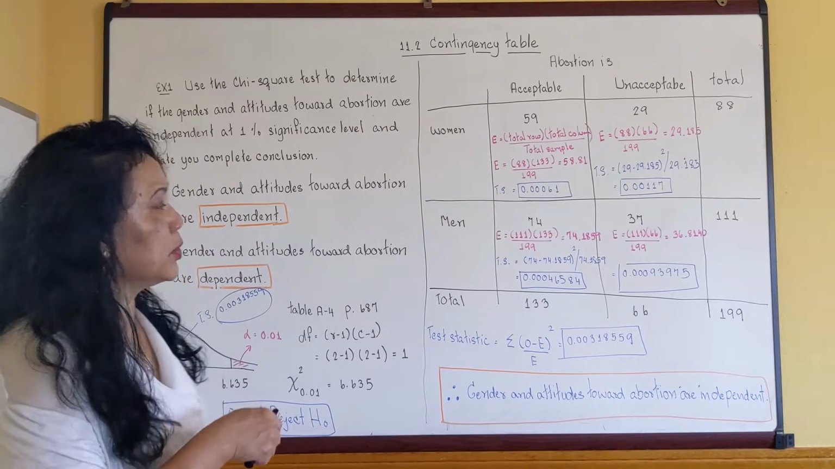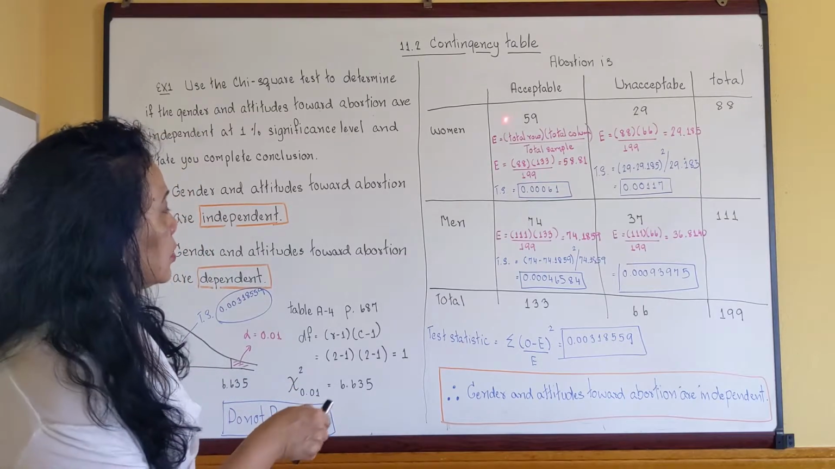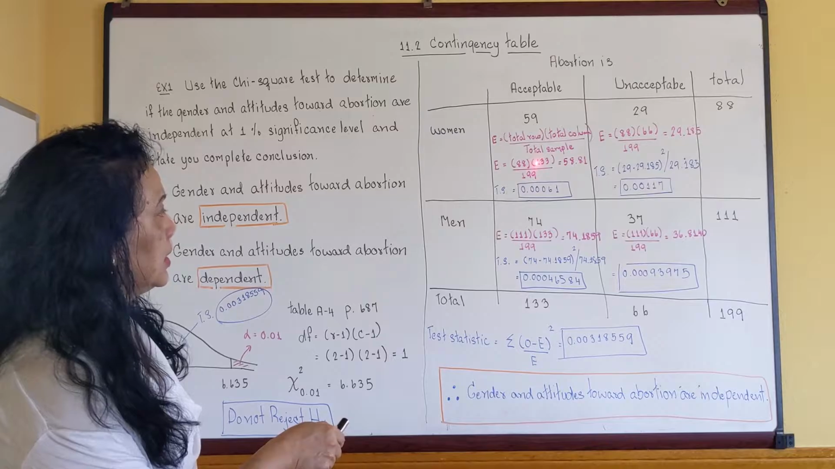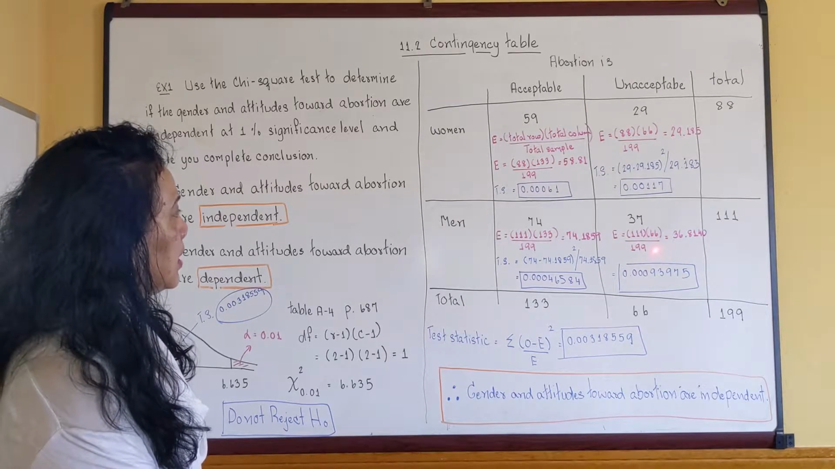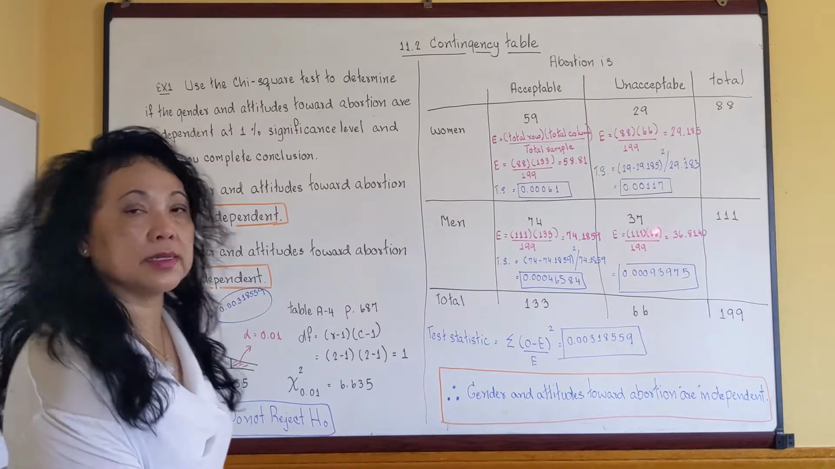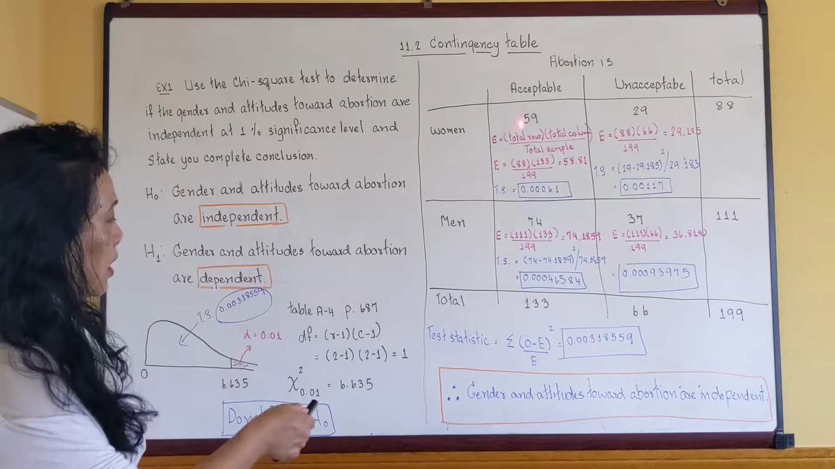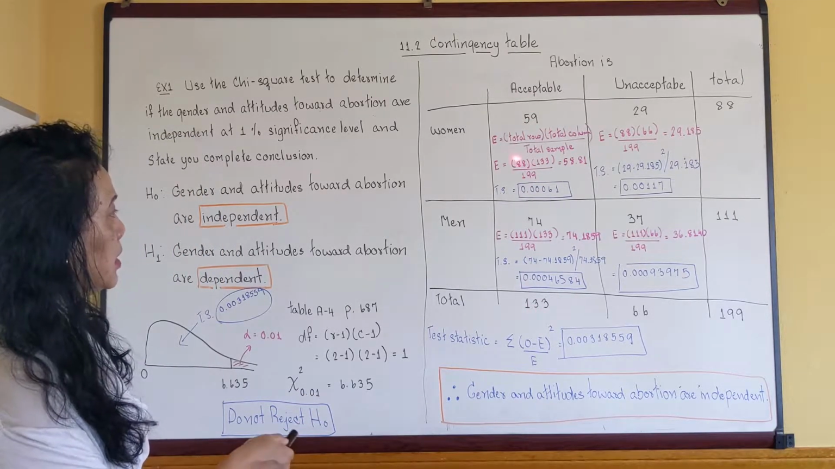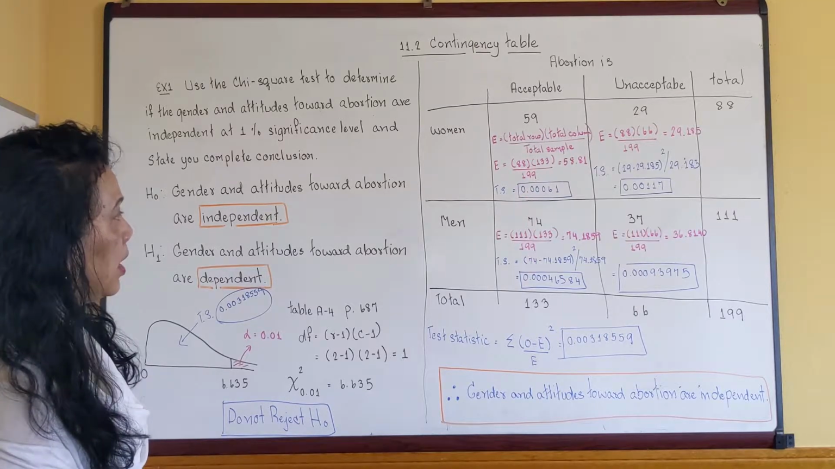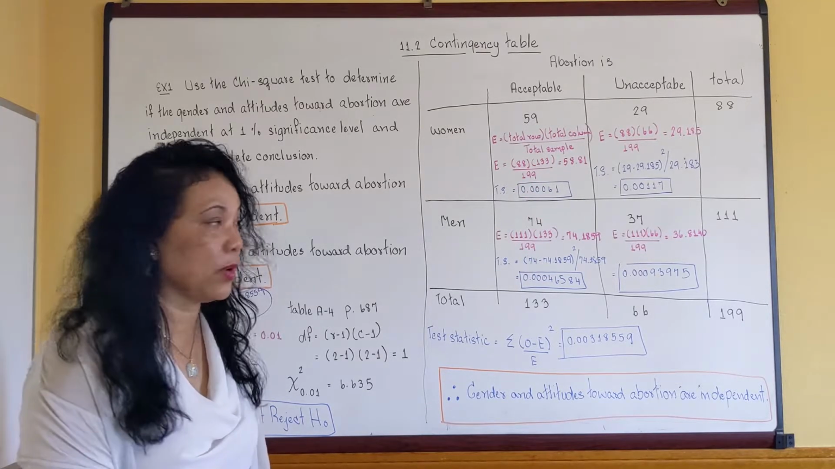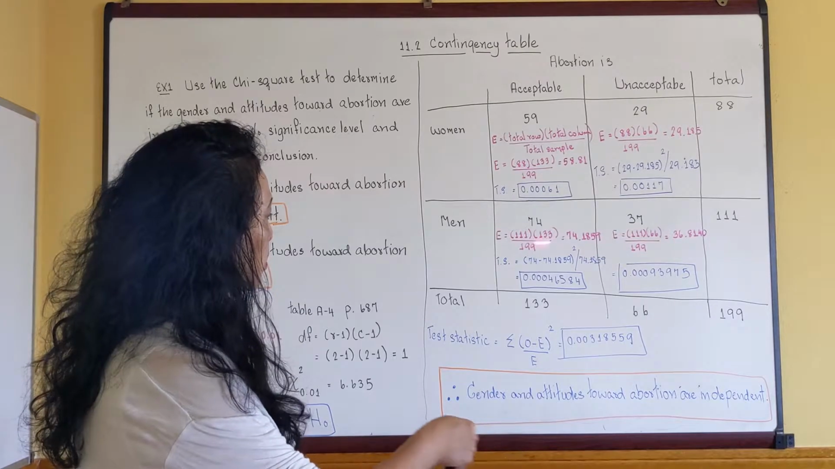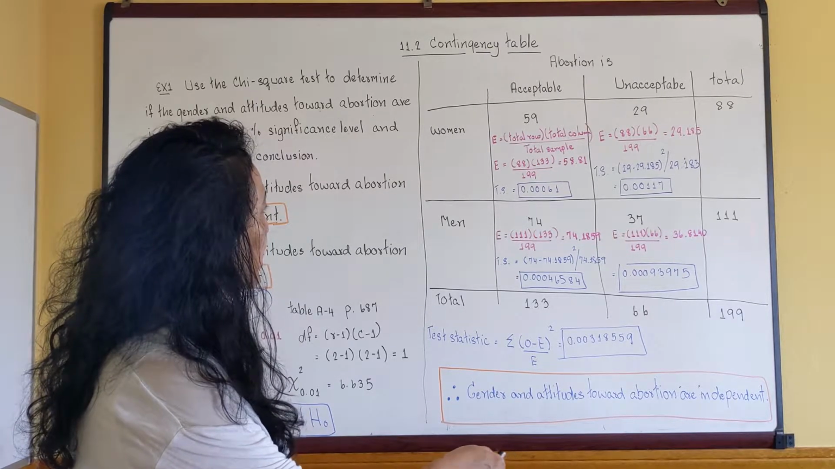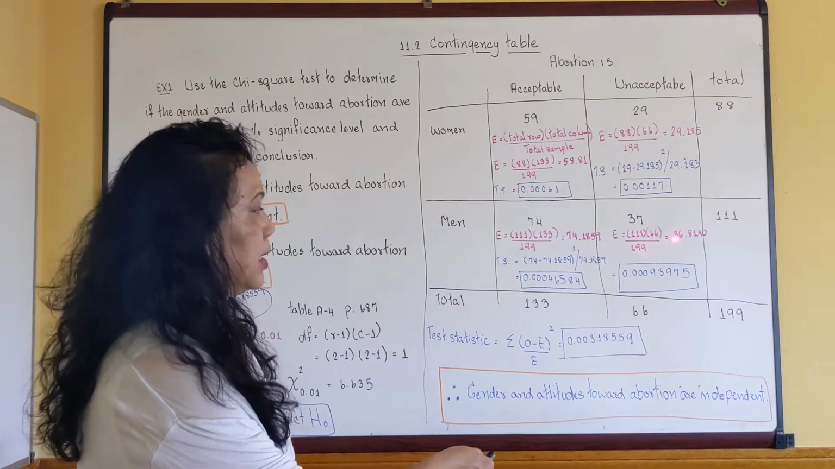Make sure you know how to read each cell. This cell represents women who consider it acceptable. This cell represents males who consider it not acceptable. The column here, when I add it up, is 133. This is all the males and females who say abortion is acceptable. Same as the row here: this is all males who say abortion is acceptable or not acceptable.